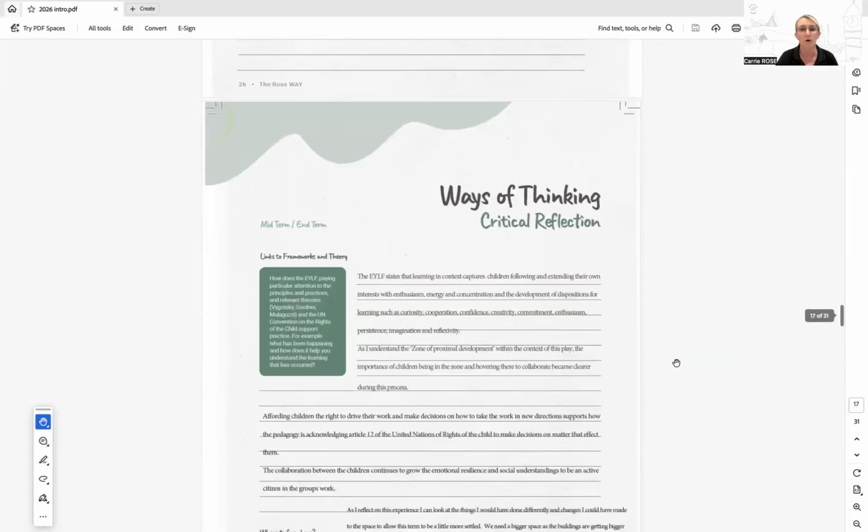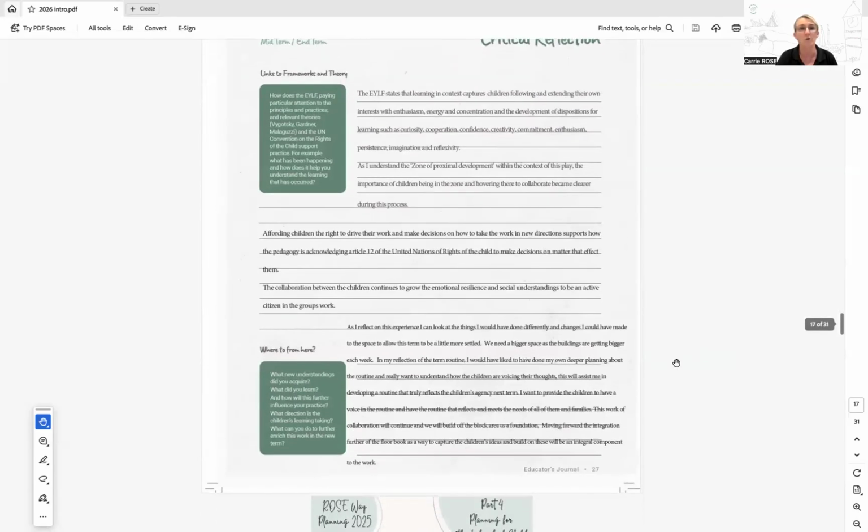Then we link that work to the Early Years Learning Framework principles and practices, as well as theories. It might link beautifully to the Convention on the Rights of the Child. It might be something that we want to really link into schematic play. But what we're doing is we're trying to really think about what's been happening and how does it help you understand the learning that's occurred. So where's the validation around it from the theory or the research that we might know or understand?